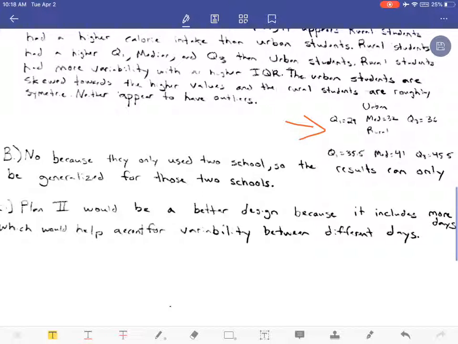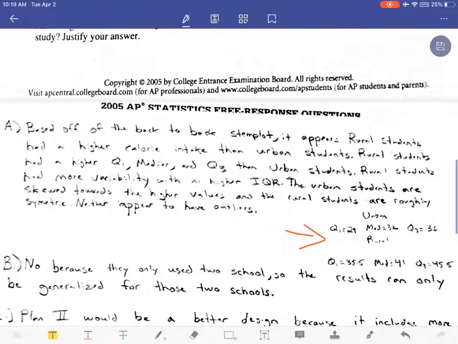On part A, you should have been including center, spread, shape, and outliers, and also context to get full credit for part A.